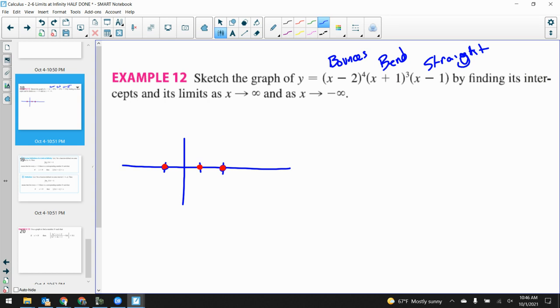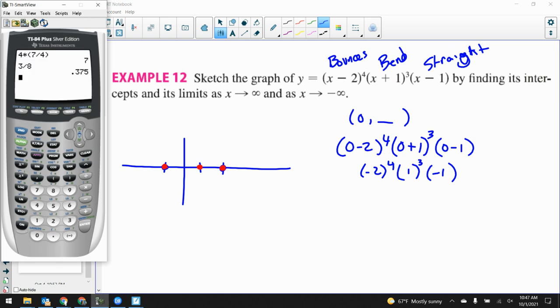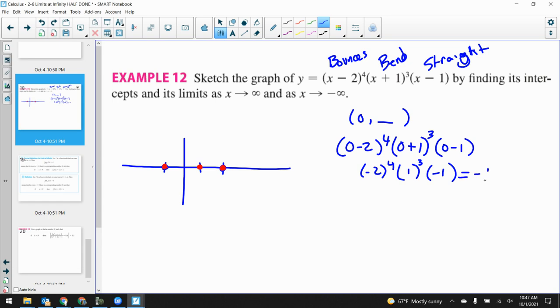What I want to do next is find the y-intercept. For any y-intercept, all I need to do is plug in 0 for x, because it should be 0 comma some value. So let's plug in 0 for x. 0 minus 2 to the 4th, 0 plus 1 to the 3rd, 0 minus 1. That's negative 2 to the 4th, 1 to the 3rd, times negative 1. So what we're left with is negative 2 to the 4th times 1 times negative 1, which is negative 16. So the y-intercept is negative 16. All right, so now I know that down here, let's go by 5s. Negative 5, negative 10, negative 15. So somewhere down right there.